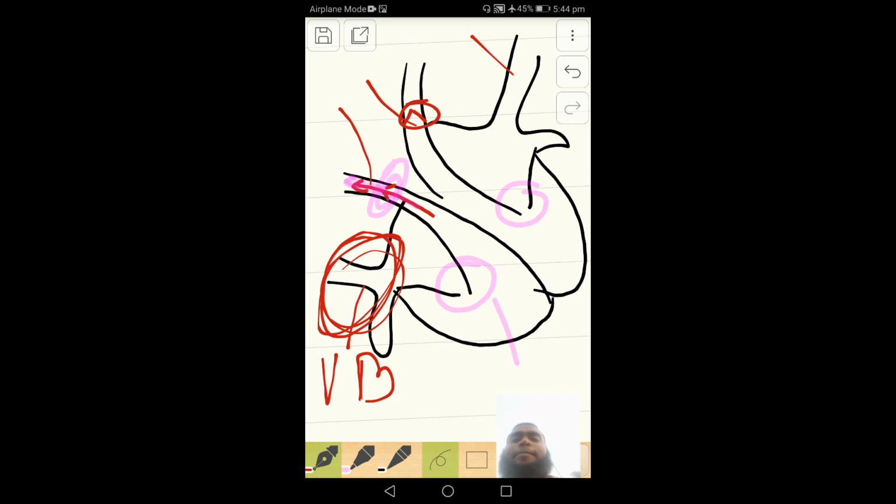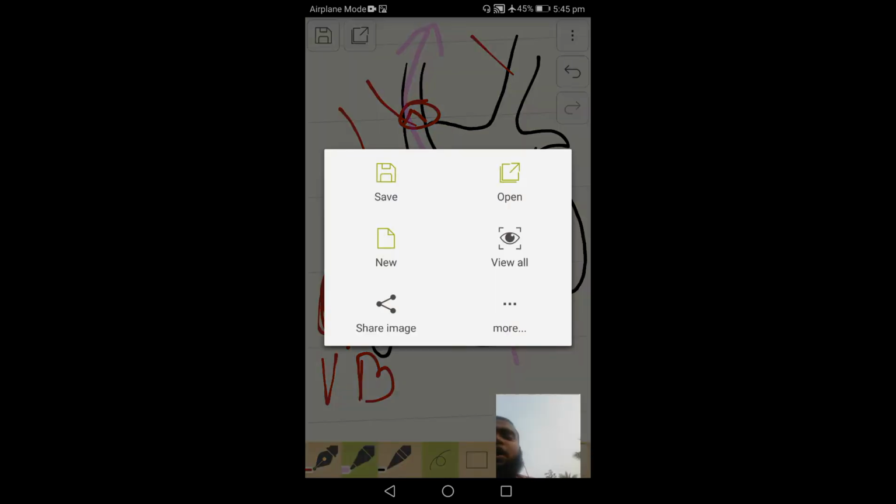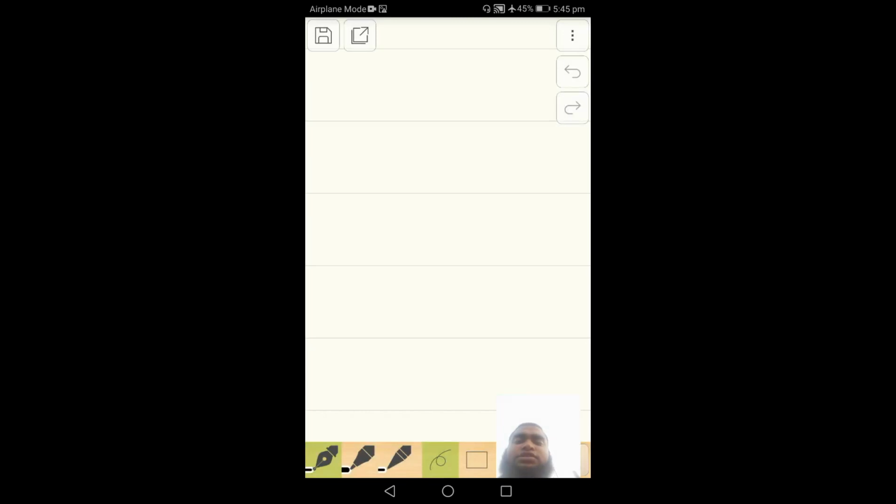After the blood comes out of the artery of the left side, what happens? The blood goes to various other organs of the body and then enters the organs. Then what happens? Let's see. When the blood enters the organs, what happens?